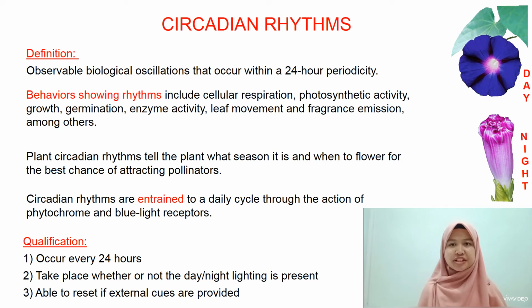The last function that we will be explaining to you is circadian rhythms. Circadian rhythms are defined as observable biological oscillations that occur within a 24-hour periodicity. As we know, plants have many metabolic activities, and throughout the day, there are times when there will be high activities and times when there will be low activities. And these cycling changes are what we refer to as circadian rhythms.